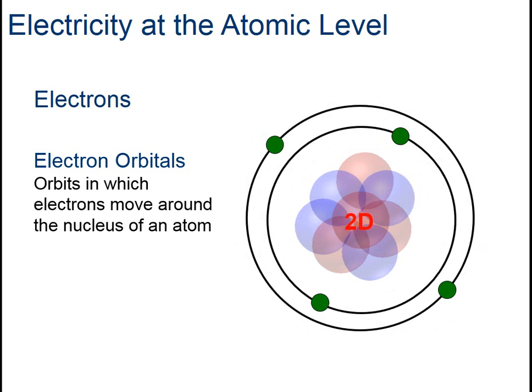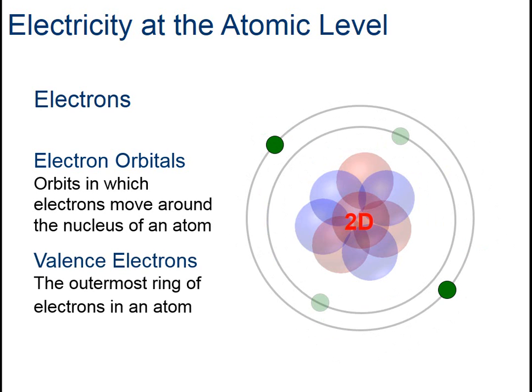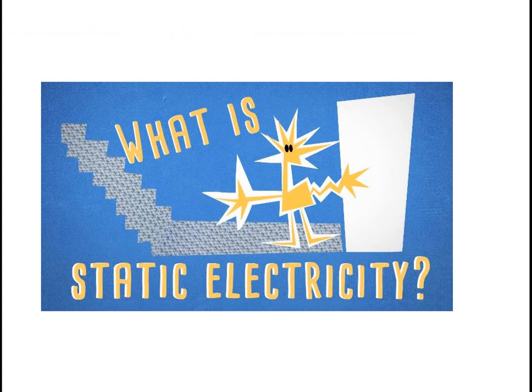The outermost ring of electrons is called the valence shell, and it will be the focus of our study of electrical current. The movement of positive and negative charges produces static electricity. The movement of electrons from atom to atom produces electrical current, also known as electricity.